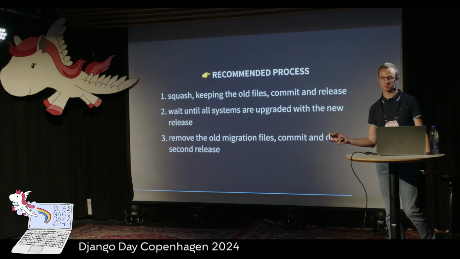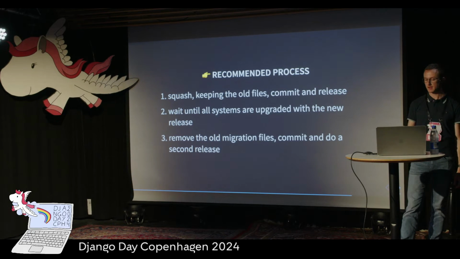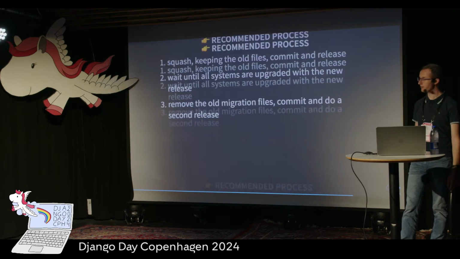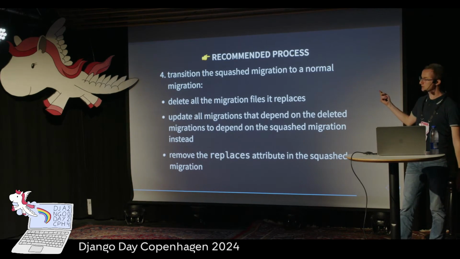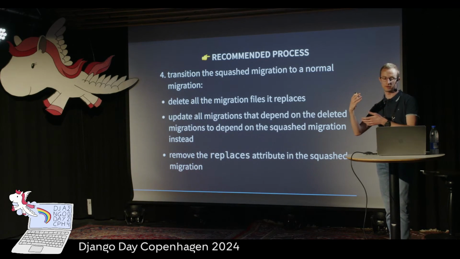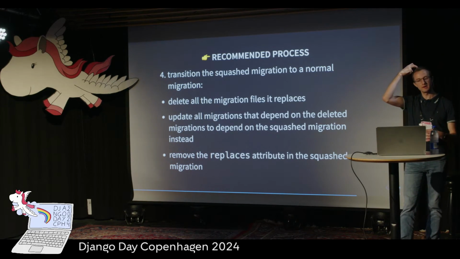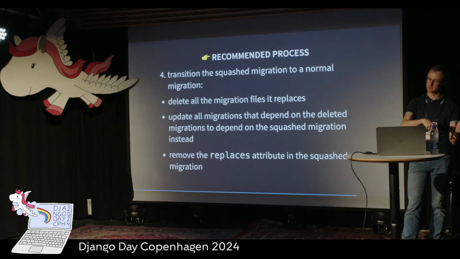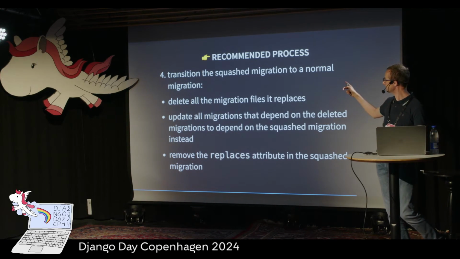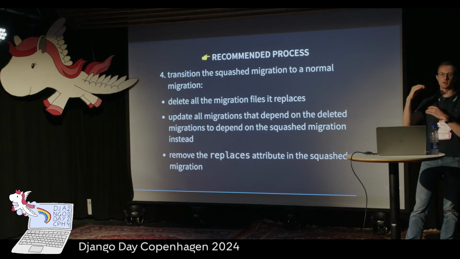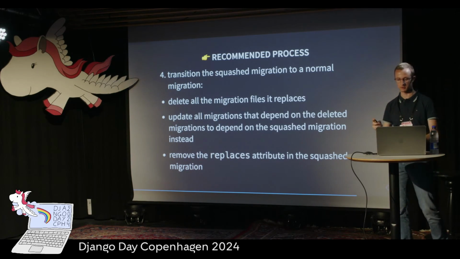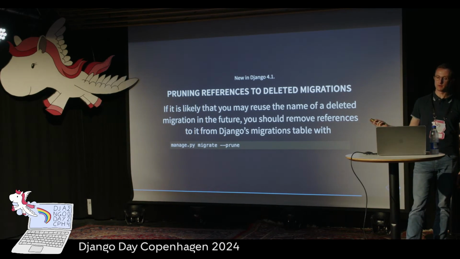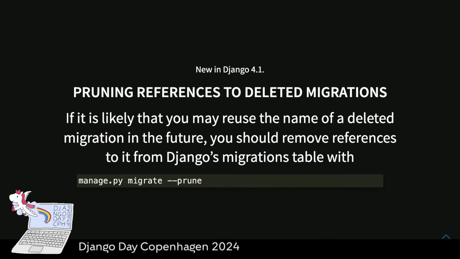Wait until all systems are upgraded with the new release, and then you can remove old migration files, commit and do a second release. If everything is fine, then you can transition the squashed migration file to a normal file, removing all migration files it replaces, updating all migrations that depend on the old ones and moving their dependency to this one, and removing the replaces attribute on top of your migration code. Then, if you like, you can prune all references to deleted migrations with this command here.